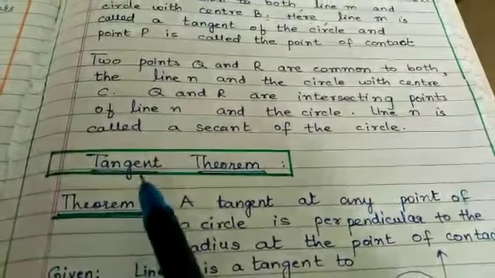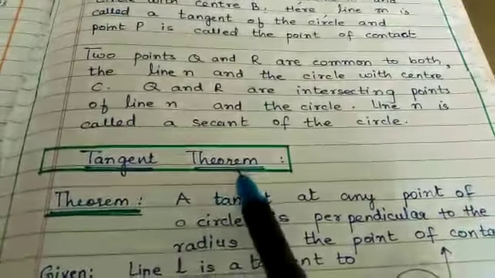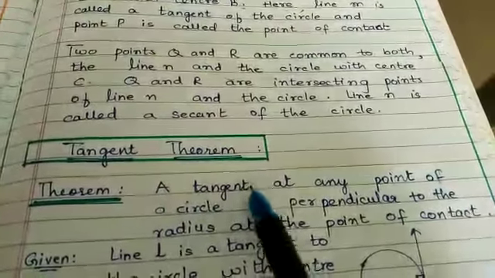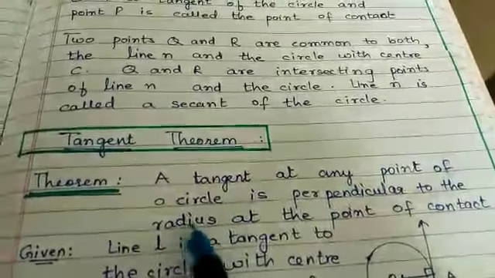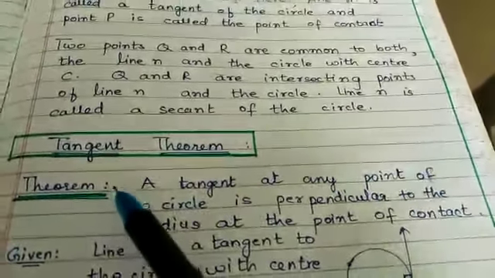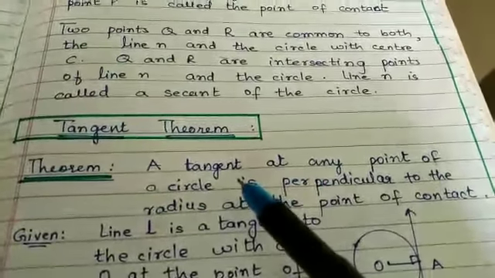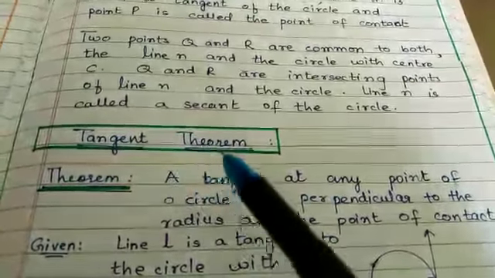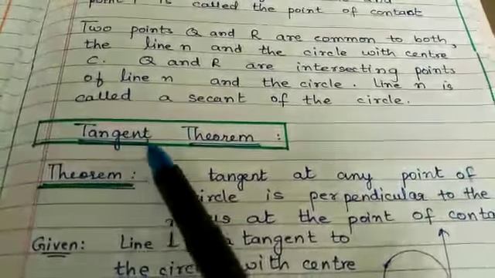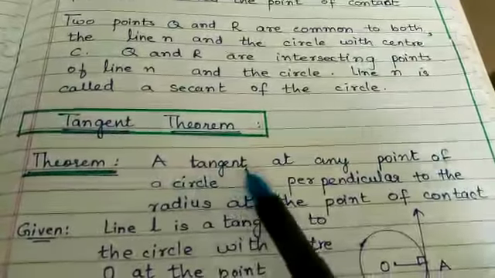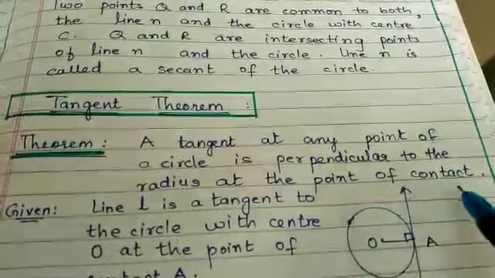Okay students, now I am going to explain what is the tangent theorem. Theorem: a tangent at any point of a circle is perpendicular to the radius at the point of contact. This is a very important theorem. Its application is very important. In the majority of sums you can see that this theorem is applied.